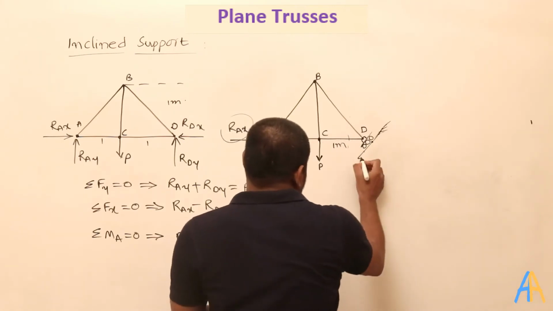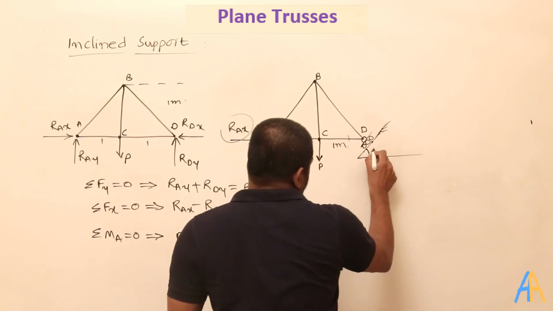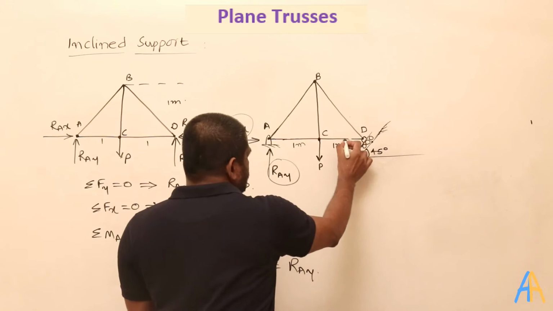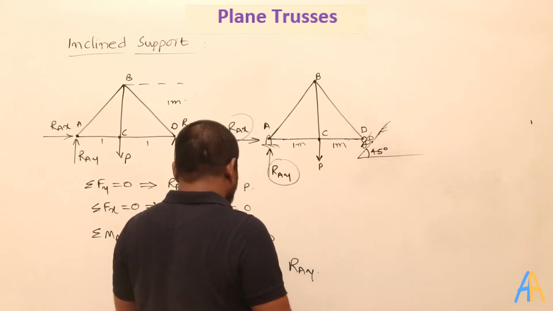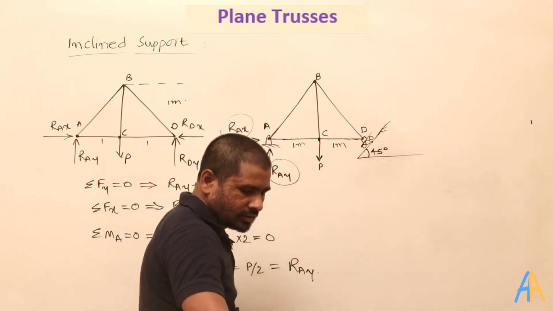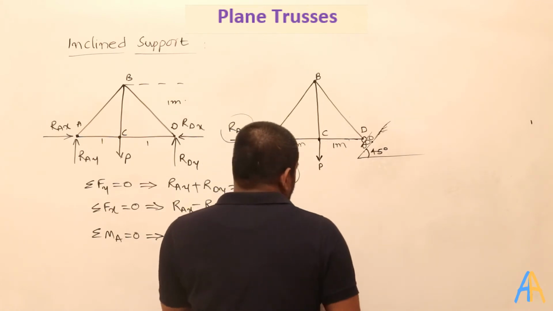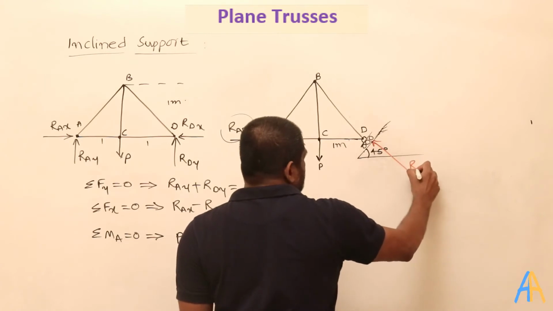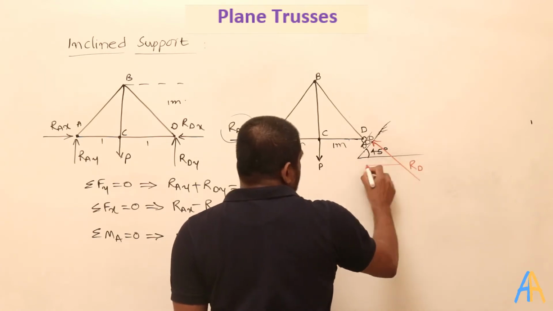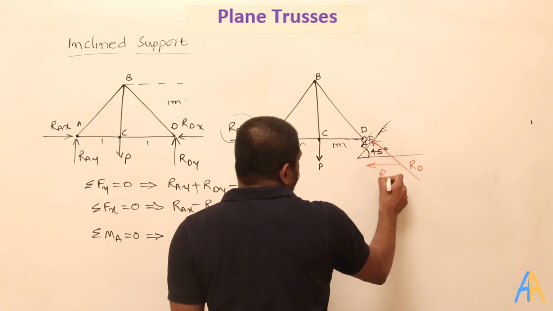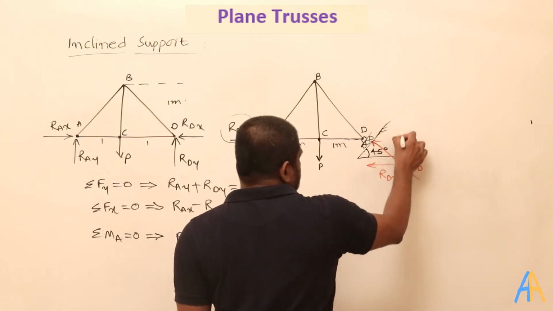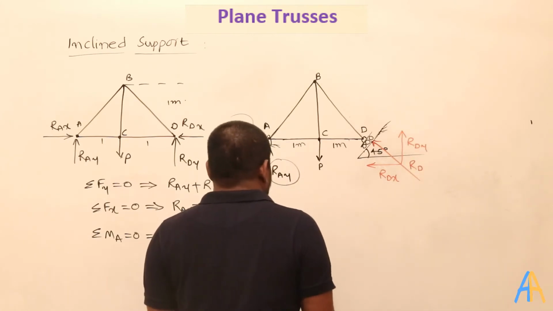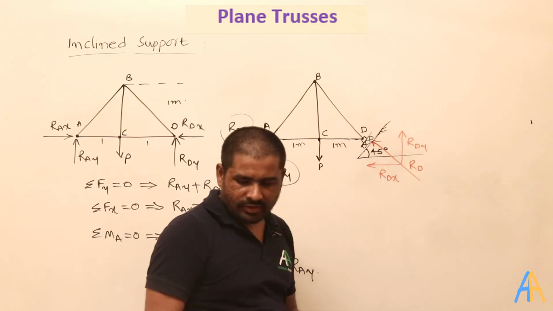See, I will make it 45 degrees. Okay, I make this 45 degrees. So when I made this 45 degrees, what happened? When it is 45 degrees, this is the normal reaction. The normal reaction is nothing but the RD, and now this is the horizontal component RDX, and this is the vertical component RDY.